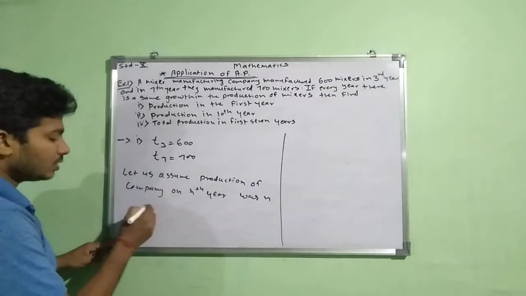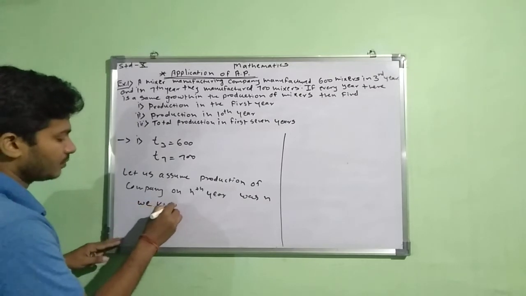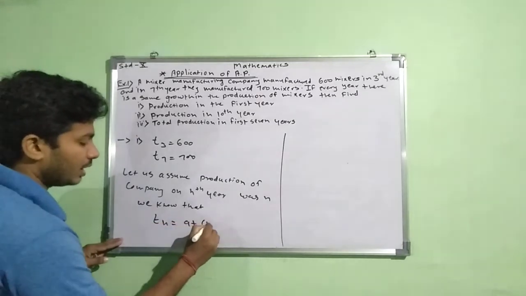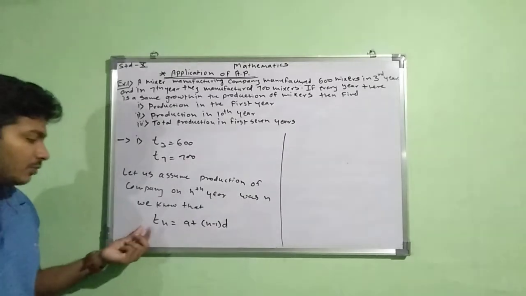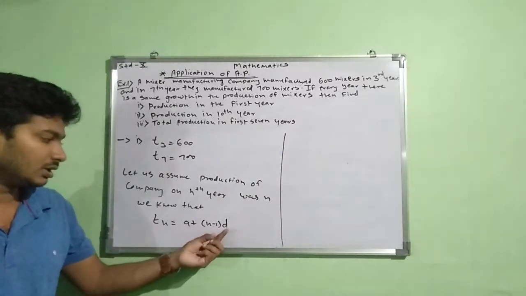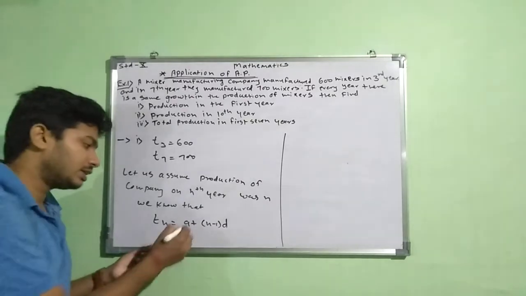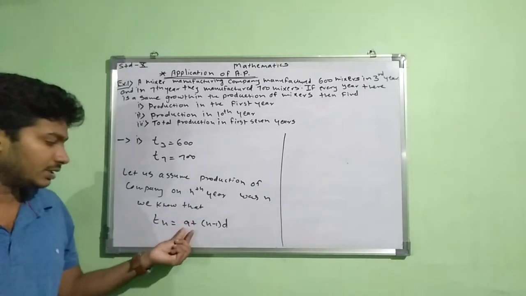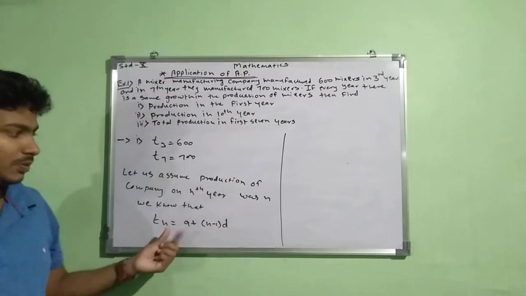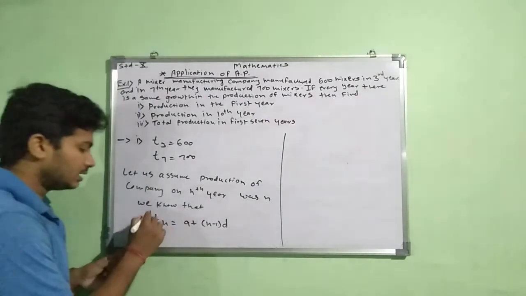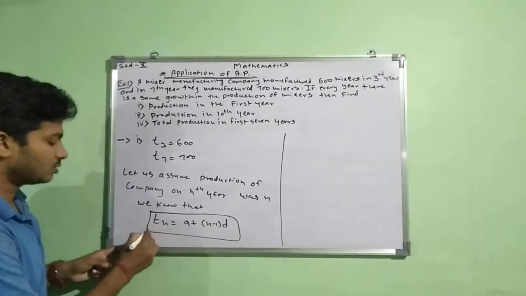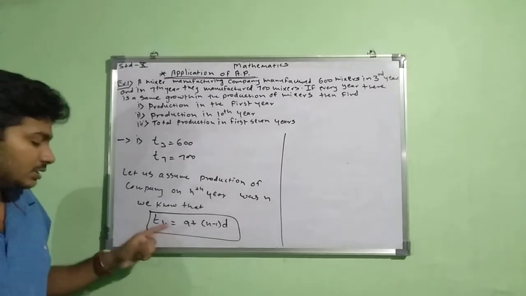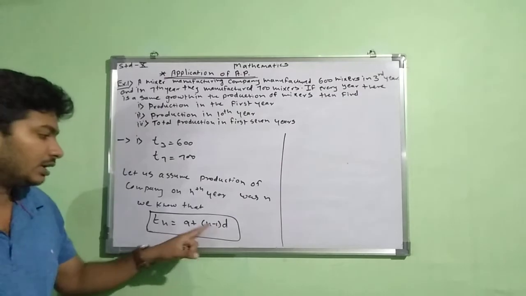Now we know that we have the formula Tn is equal to A plus n minus 1 into D. In our formula, A means the production in the first year. That means A is our first value in the arithmetic progression. So we will use this formula to solve the first sub question. Here the formula is Tn is equal to A plus n minus 1 into D.